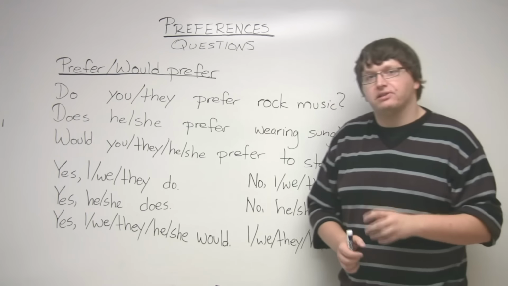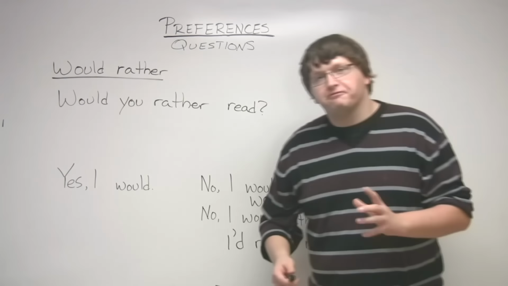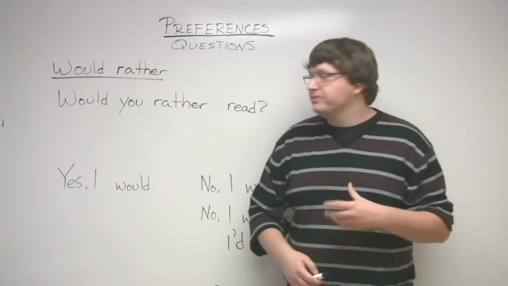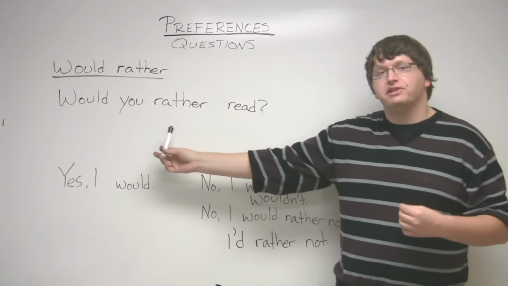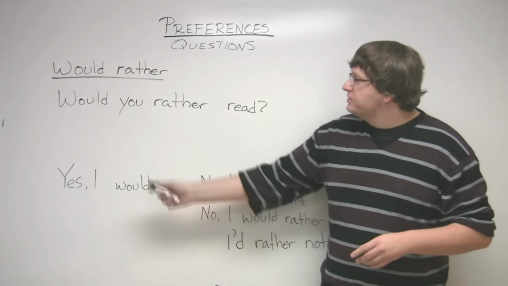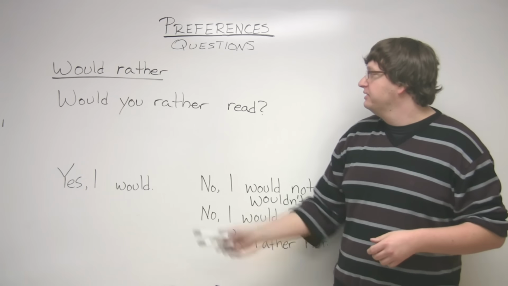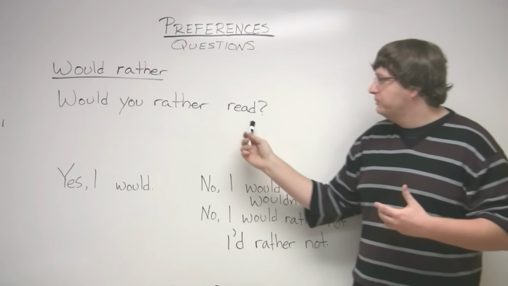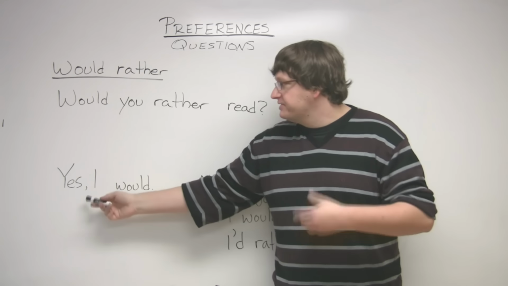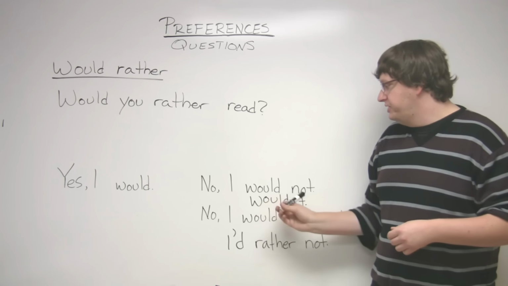Okay, so now let's look at forming a question with would rather. Finally, when we're looking at forming questions with would rather, we can also follow a simple formula. So we have this question here, would you rather read? We have would followed by the subject, followed by rather, and then we have the verb. So would you rather read? Yes, I would, when you answer. Yes, subject, would, or no, I would not.